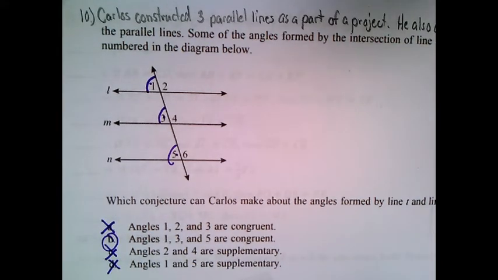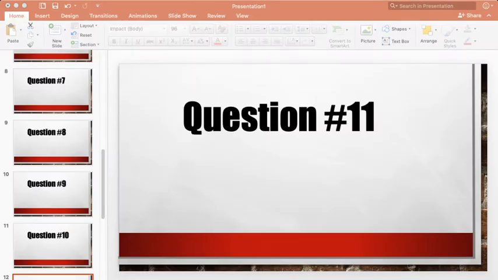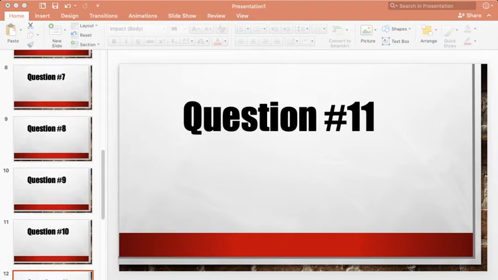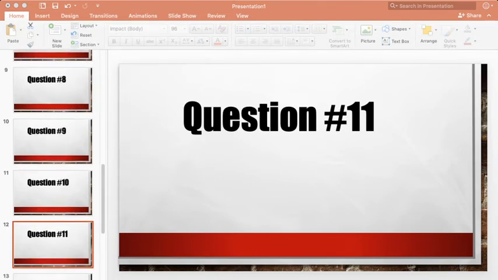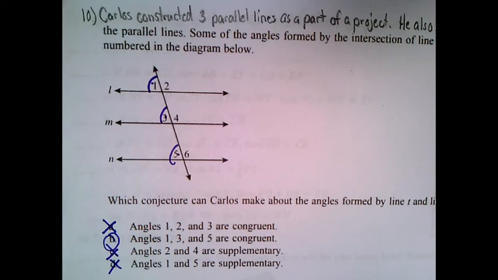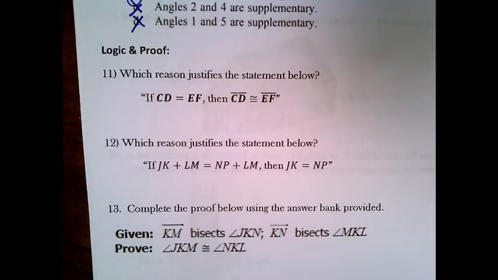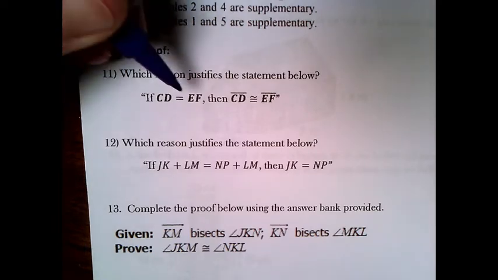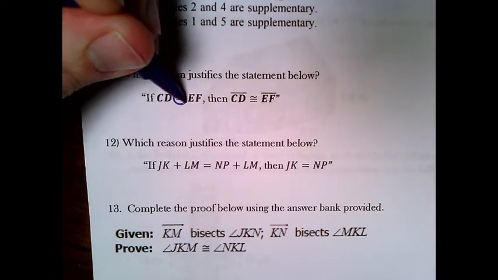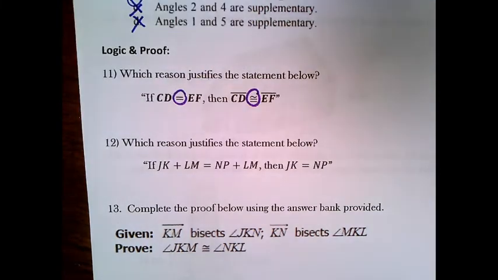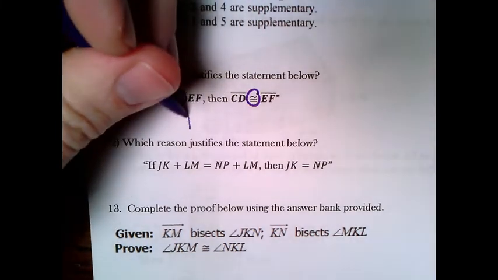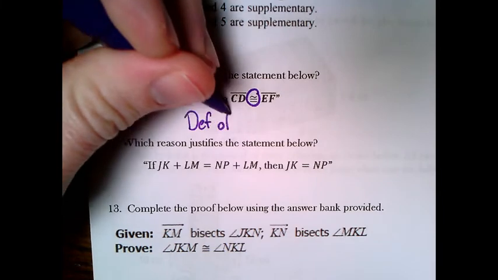Okay, we're on to question number 11. It says which reason justifies the statement below. If you look, the big thing they're showing you, the only thing that's changing is our signs. When the signs change, that's definition of congruence.